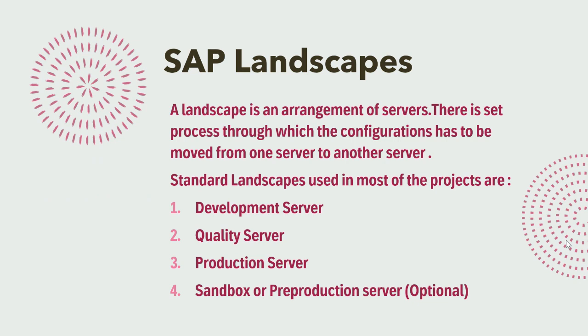Once the users' testing is done, we can then move it into the production server, which is the live server. So there are mainly three servers, but it also depends on your customer. They might have a sandbox or pre-production server. This is optional; in a few projects you will get one. Before taking the data to the production server, the configuration will first go to the pre-production server to check one more time, and then it will go to the production server. Pre-production server is nothing but a copy of the production server.